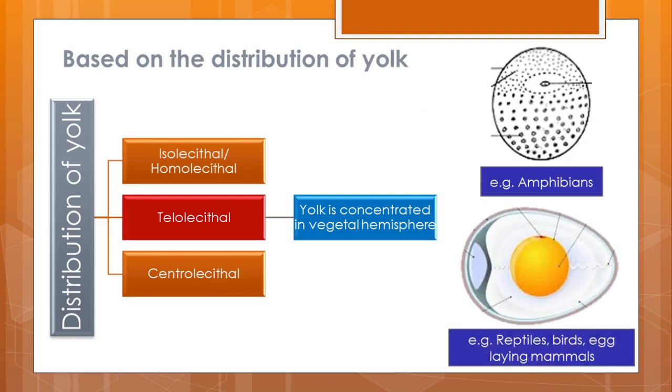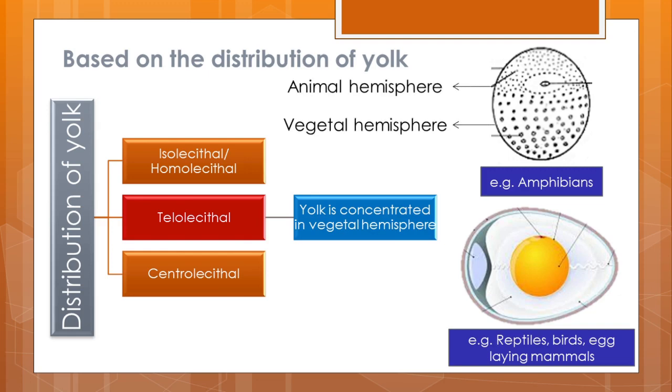The next type of egg is telolecithal egg. Here, the yolk is accumulated in the vegetal hemisphere. The egg has two hemispheres. The upper hemisphere is called the animal hemisphere and the lower hemisphere is called the vegetal hemisphere. The telolecithal egg is of two types: moderately telolecithal egg and extremely telolecithal egg.